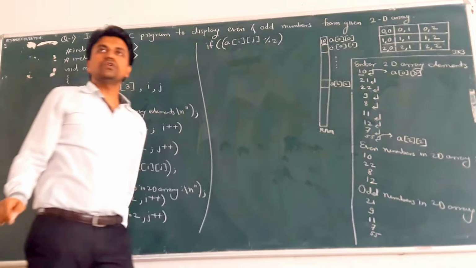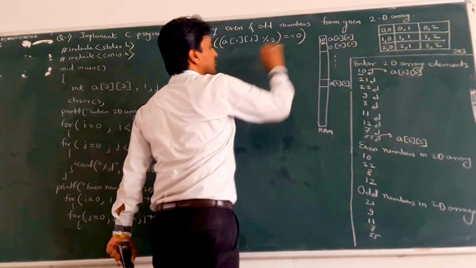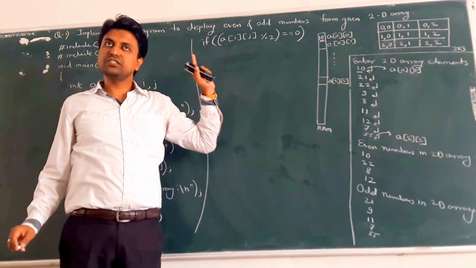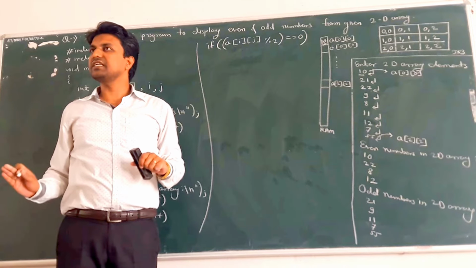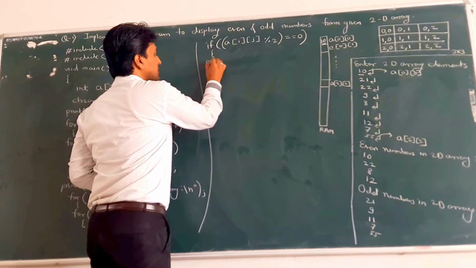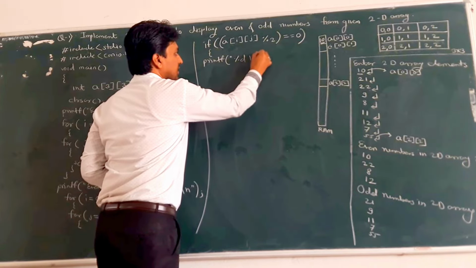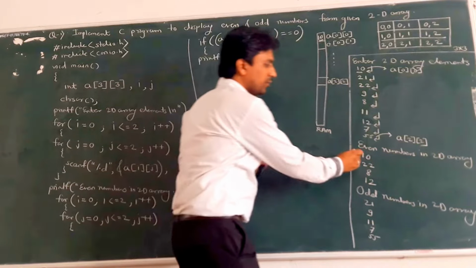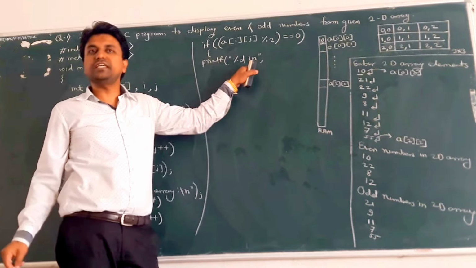The mod operator gives you the remainder. And if this mod operator result is equal to 0, means 10 mod 2 gives you remainder 0. So 0 is equal to 0. That means that number is an even number. So display that even number, means printf, %d\n for a new line. And if you require the numbers on the same line but with some spaces, use \t.